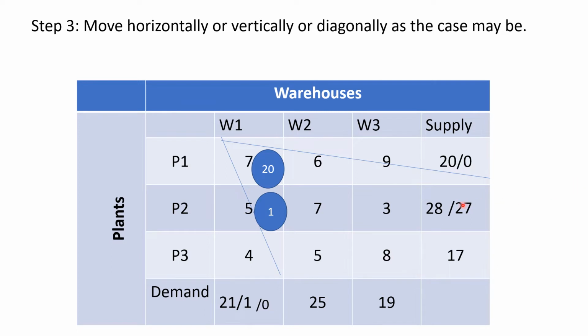Next, since the demand has become 0, I have crossed out the particular column. I cannot move vertically, so I will be moving horizontally. Now, if you move horizontally, what is the supply? Supply is 27, demand is 25. I hope you got the answer. So how much to allocate here? It's the minimum of these two, that is 25. So I will be allocating 25 here.